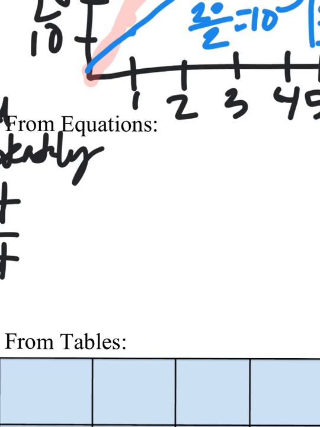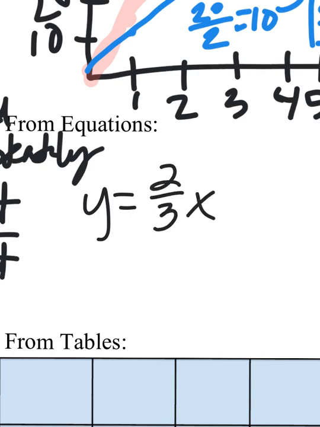If you have constant of proportionality from an equation, you're looking at equations that look like this. So for constant of proportionality, sometimes they use the letter K. Then when we get into slope-intercept form, they use the letter M. It's all kind of confusing. You just need to remember that it's whatever number is in front of the x, because x is your input.